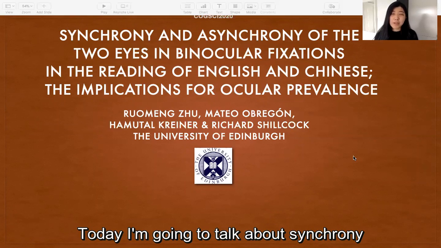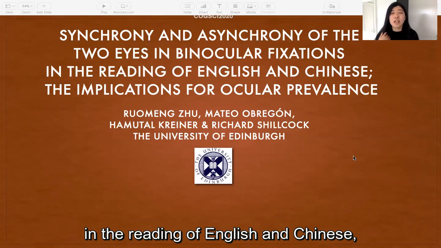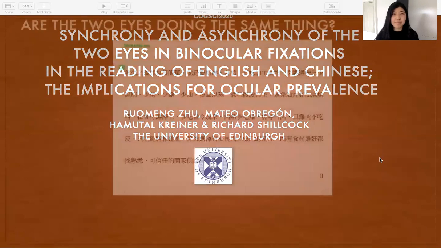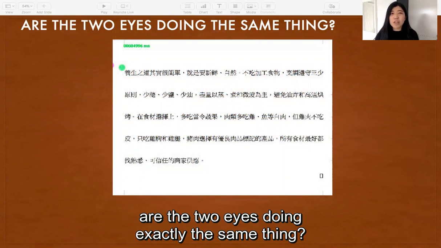Today, I'm going to talk about synchrony and asynchrony of the two eyes in binocular fixations in the reading of English and Chinese, the implications for ocular prevalence. So the big question we're going to ask here today is, are the two eyes doing exactly the same thing?